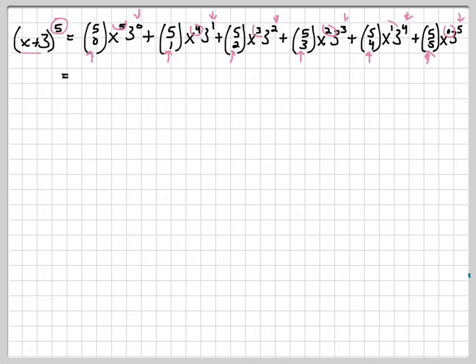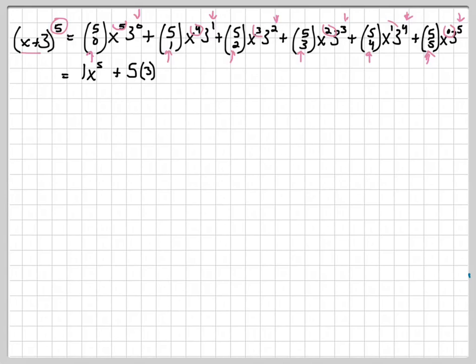Alright, so let's do some simplifying. Using your calculator, you can say 5 of 0. You can put your combination in there, or you can use the factorial notation. But we're going to find that it is equal to 1. Simplifying a little bit further, x to the fifth, and 3 to the 0 power is 1, so we don't need to put anything there. Plus 5. So 5 of 1 is 5. Again, this is going to just follow Pascal's triangle. It's going to follow combinations.